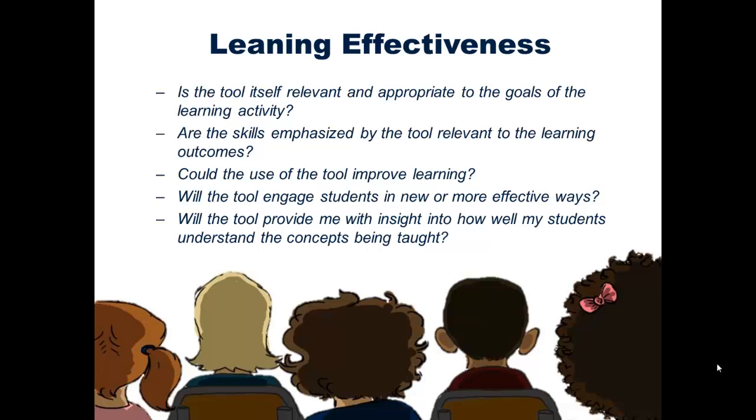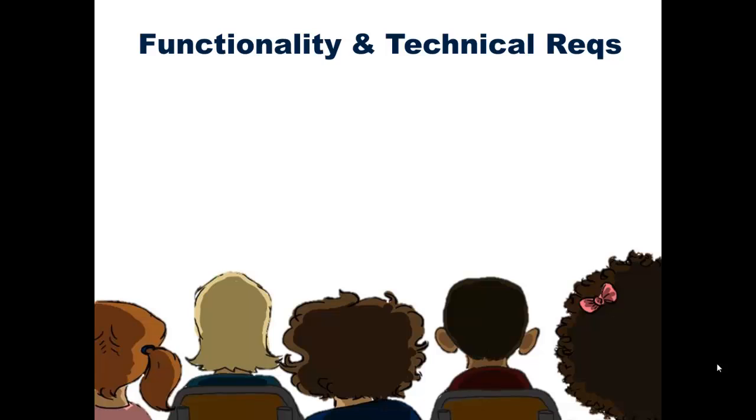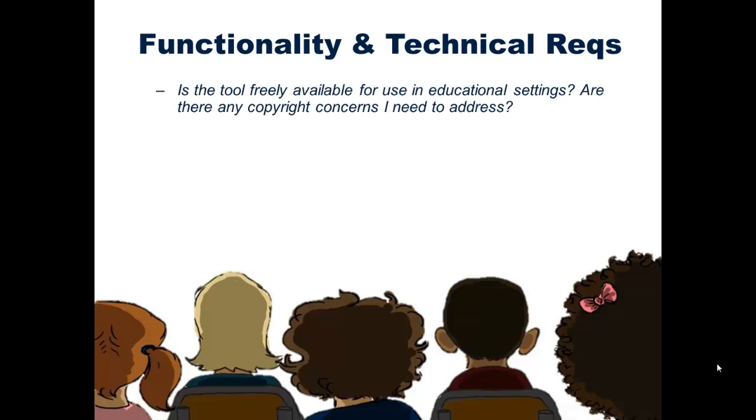Like I said, this is just a short list. We could go on and on about how effective a tool is in relation to the learning that I'm hoping to happen with use of that tool or technology. But let's move on to functionality and technical requirements. So if I'm thinking about the actual technology itself or the implementation of a particular trend, I need to be thinking about how available is this tool or the approach that's implemented through the trend. Are there copyright concerns I need to address?